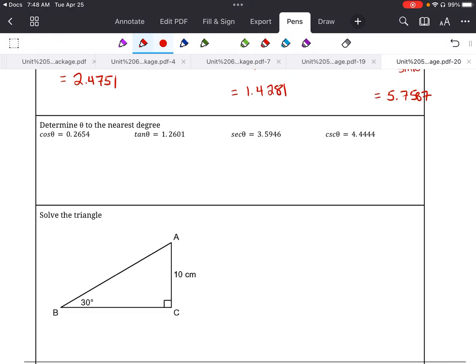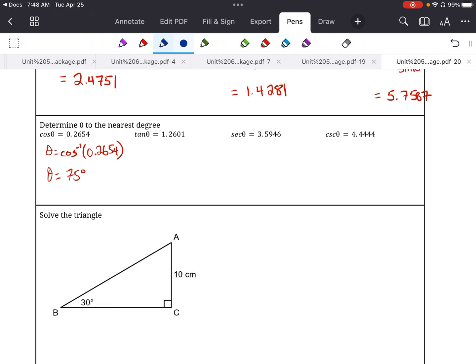Okay, working with the inverse. So this time it's giving us the decimal. We want to find the angle. So we're going to cos inverse here, 0.2654. And the angle is 75 degrees. Okay, same here. We're going to tan inverse 1.2601. We get 52 degrees.